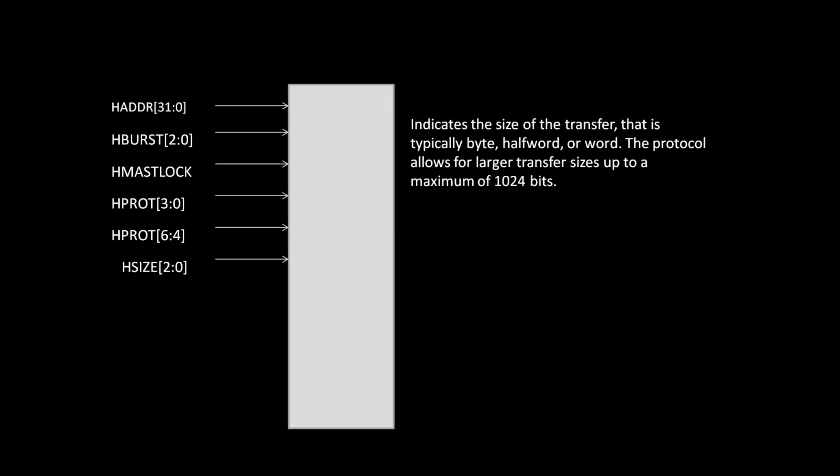HSIZE. Indicates the size of the transfer, that is typically byte, half word, or word. The protocol allows for larger transfer sizes up to a maximum of 1024 bits.